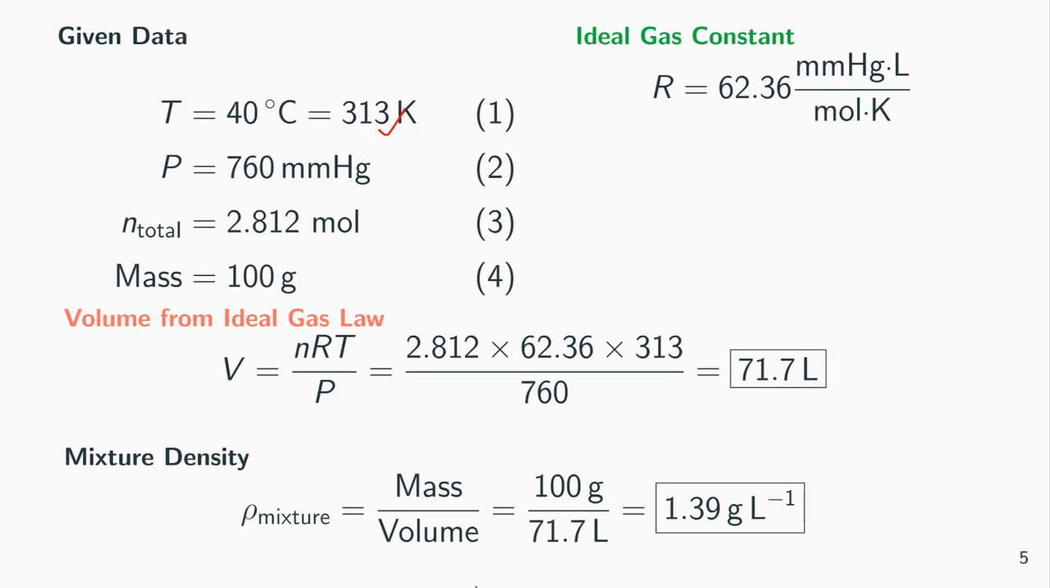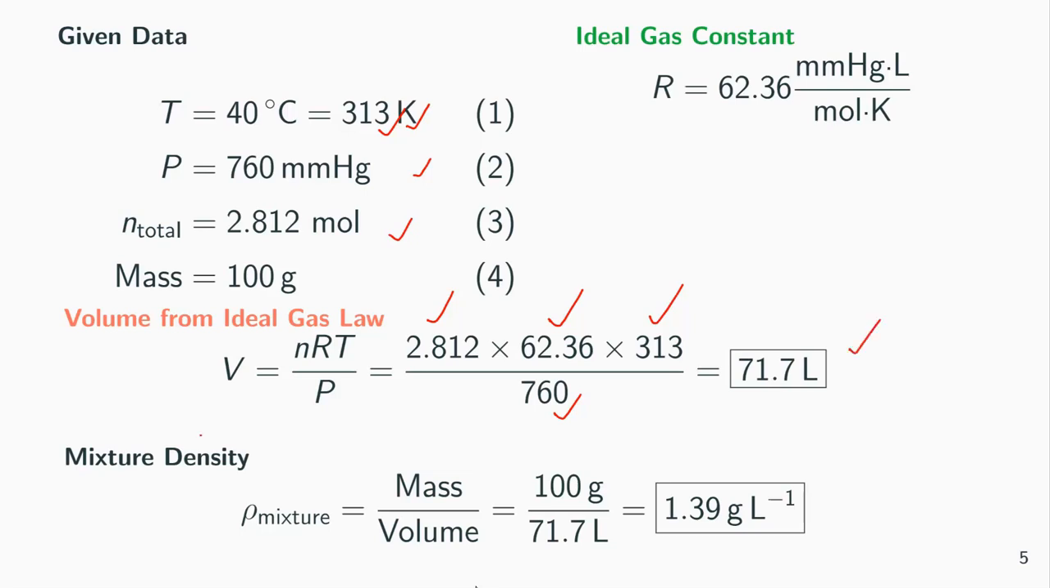Now based on the units we have to choose R. So here R is 62.36 mmHg liter per mole Kelvin. From the ideal gas law we can easily calculate the volume. V is nothing but nRT by P. Plugging in the data, n is 2.812, R is 62.36, T is 313 and P is 760. If we do the calculation we'll get the volume from the ideal gas law, 71.7 liter.